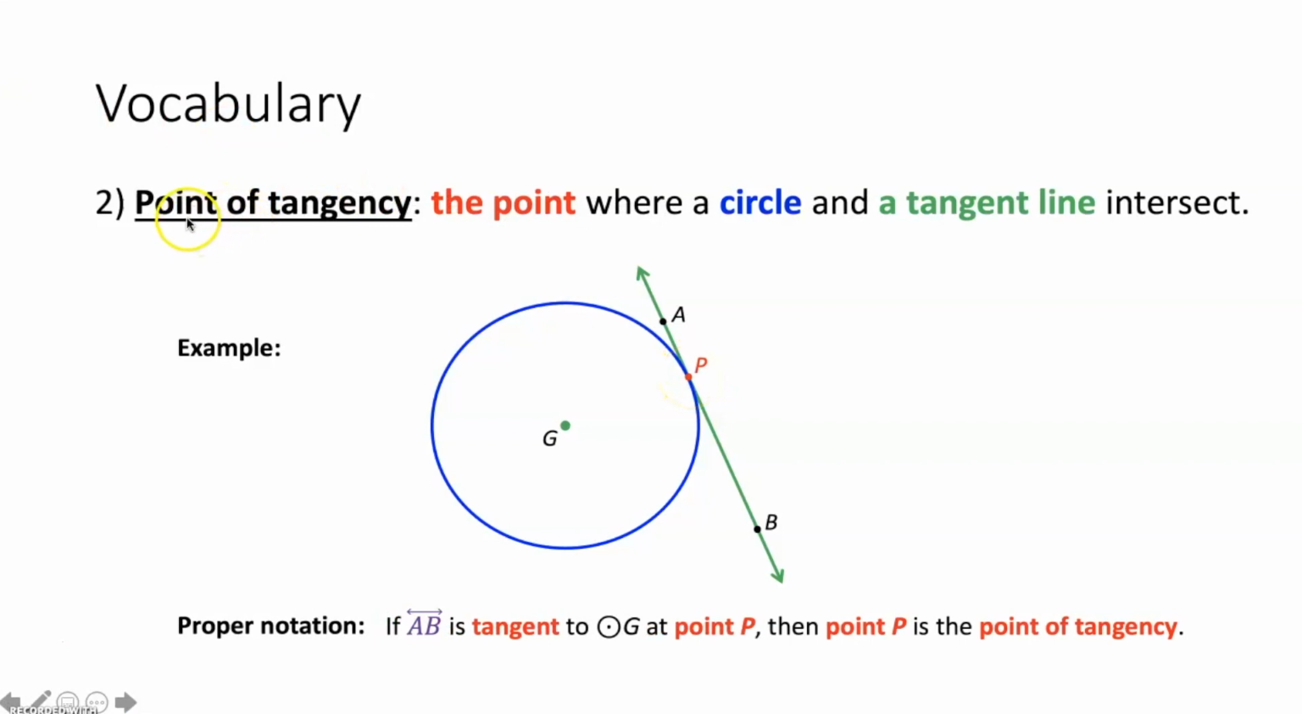Next thing we're going to talk about is the point of tangency. That would be the point where the circle and the tangent line intersect. So here we have the same example with circle G and line AB or BA. And now that line is intersecting circle G at exactly one point, point P. That line AB is tangent to circle G. We also know that because point P is the only point where line AB intersects circle G, point P would be considered the point of tangency.